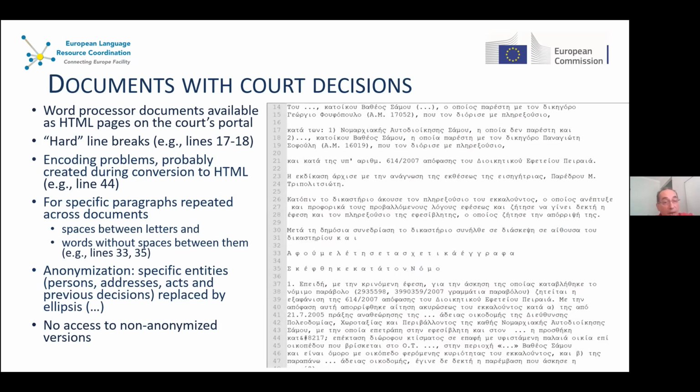For specific paragraphs which were repeated across documents, there were spaces between letters and words without spaces between them, as in lines 33 and 35. These are some typography relics that still exist in these types of documents. And most crucially, entities like persons, their addresses, acts and previous decisions were replaced by ellipses. And there was no access, for obvious reasons, to non-anonymized versions.